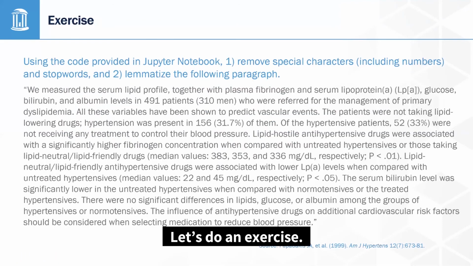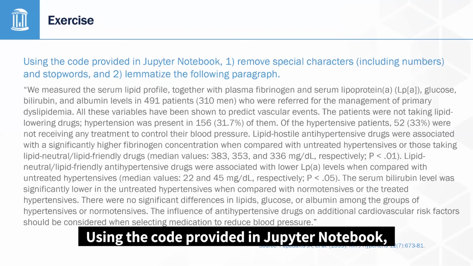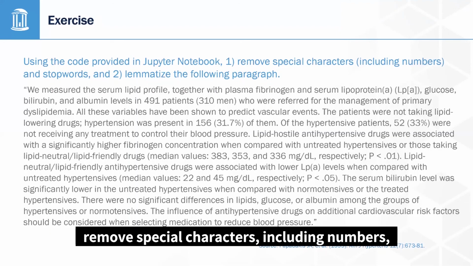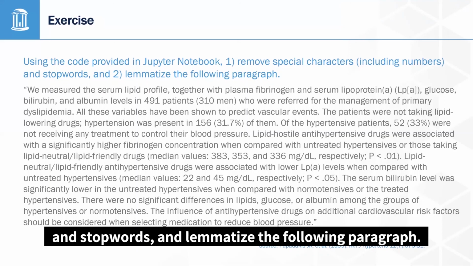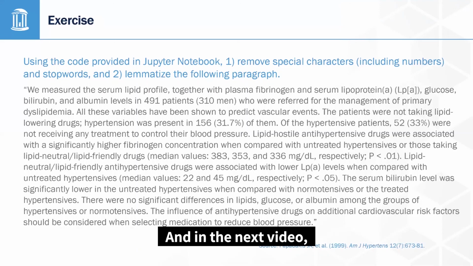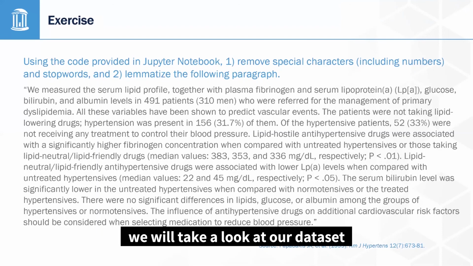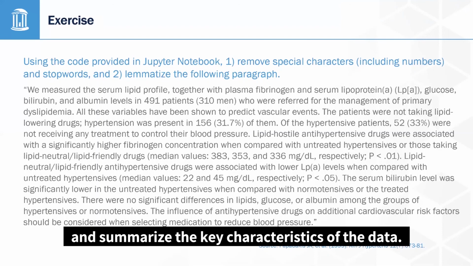All right, let's do an exercise. Using the code provided in Jupyter Notebook, remove special characters, including numbers and stop words, and lemmatize the following paragraph. And in the next video, we will take a look at our dataset and summarize the key characteristics of the data. Good luck.